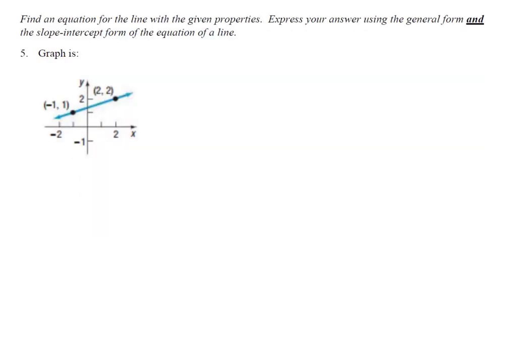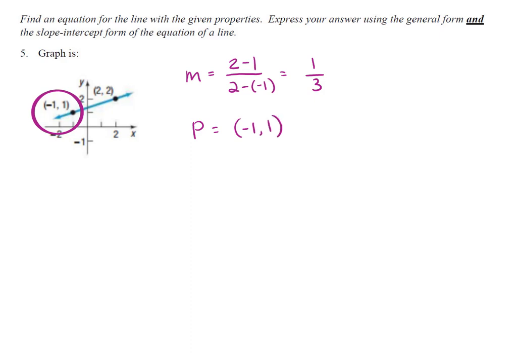Question number 5 asks us to find the equation for the line with the given properties. And this graph is actually something that we already found the slope for. So I'm recalling the slope from our previous question. And I want to say that I'm going to use the slope and one of the points. So the point is (-1, 1). We're going to take this information and put it in point-slope form.